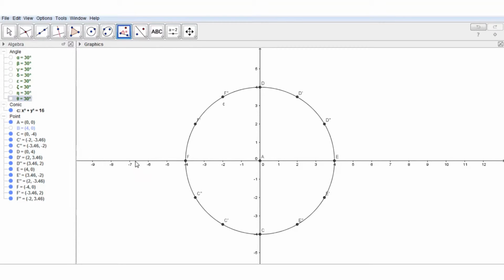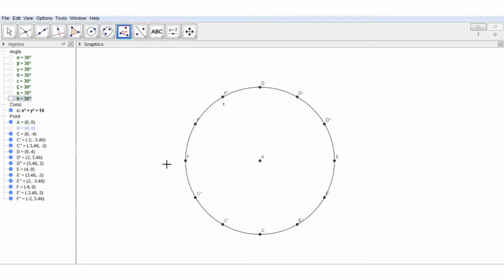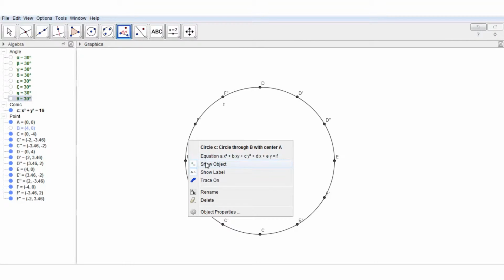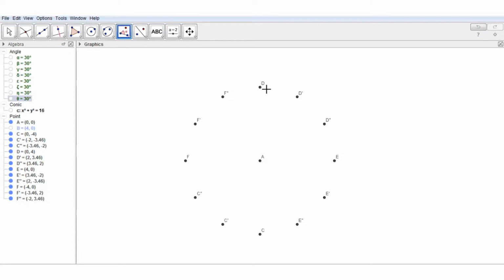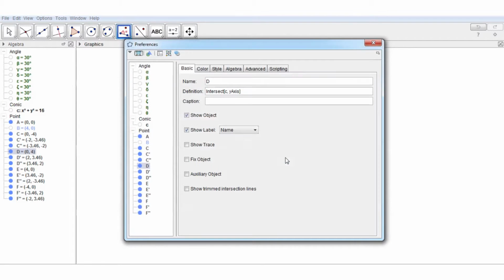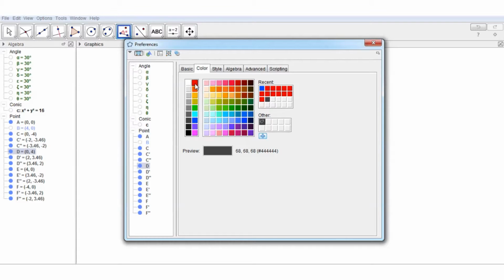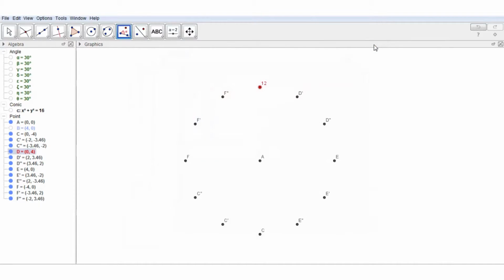We have no need of the axis. We have no need of the circles. Let's make 12 clocks, 1, 2, caption, color red, put here this, same procedure.